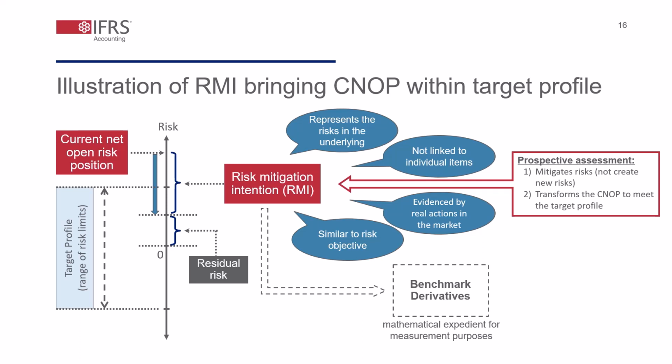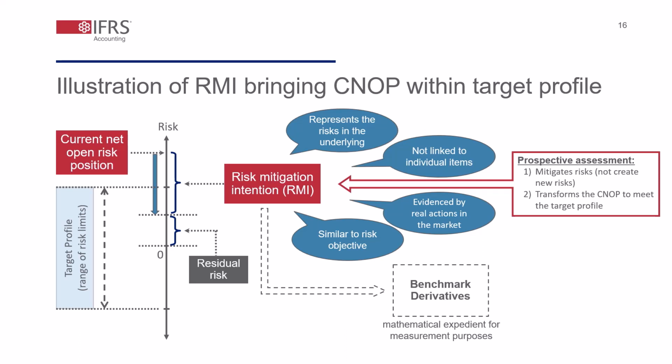Secondly, the extent of risk to be mitigated shall be evidenced by real actions taken in the market, such as the actual derivatives traded. This is because the actual externalization of the risk is an objective indicator of the extent of risk an entity wants to mitigate. This provides robustness to the determination of the risk mitigation intention and prevents entities from setting the risk mitigation intention artificially to achieve a particular accounting outcome.